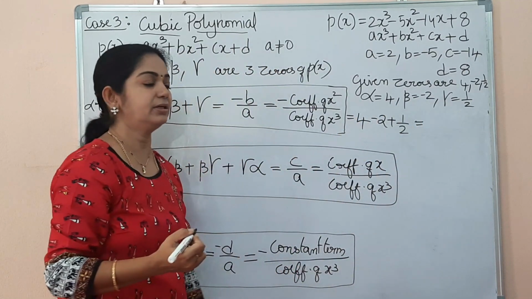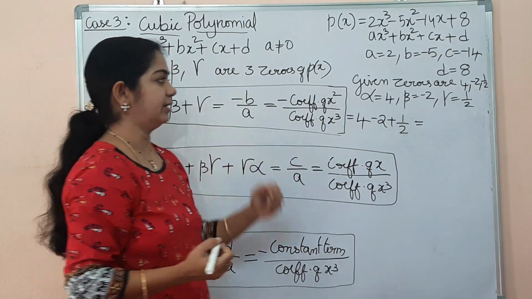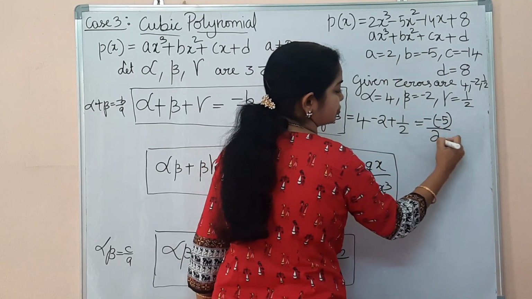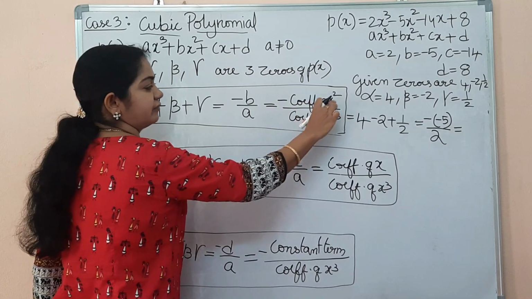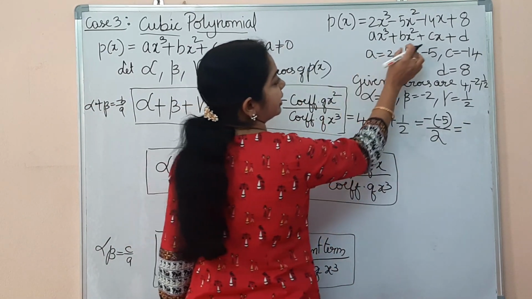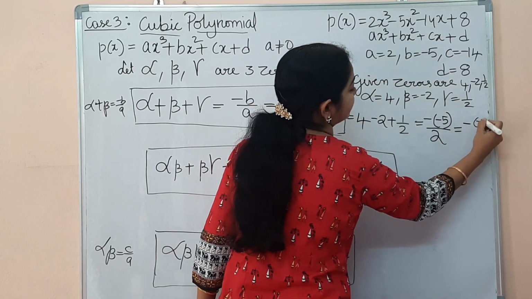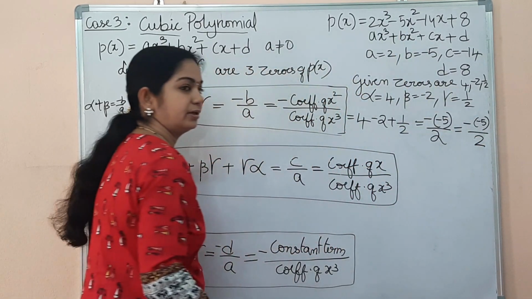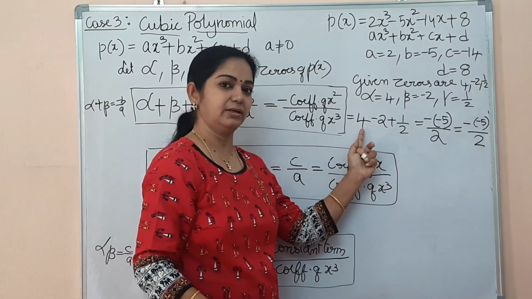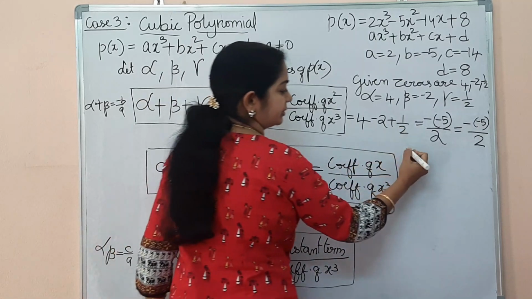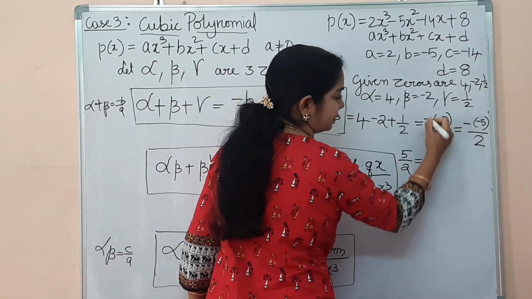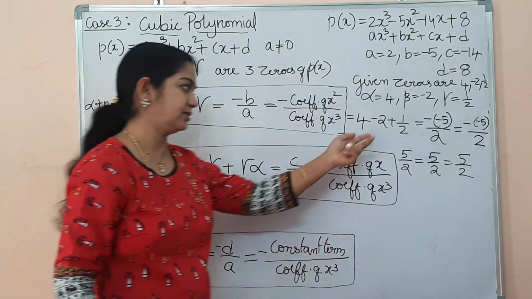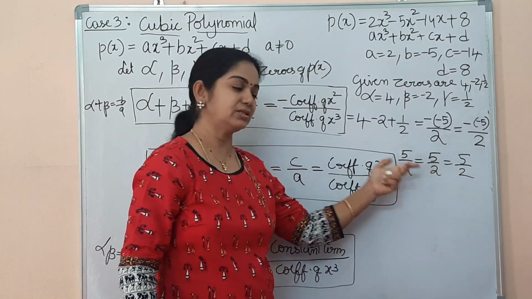Here, if you see, again minus b by a. b is minus 5, so minus b by a is 5 by 2. That is minus of the coefficient of x square, which is minus 5 here, by the coefficient of x cube, which is just 2. If you simplify using the LCM, you will get 5 by 2. Check it out, children. Here, this is the LCM part. You get 5 by 2 and 5 by 2. So it is hence verified.